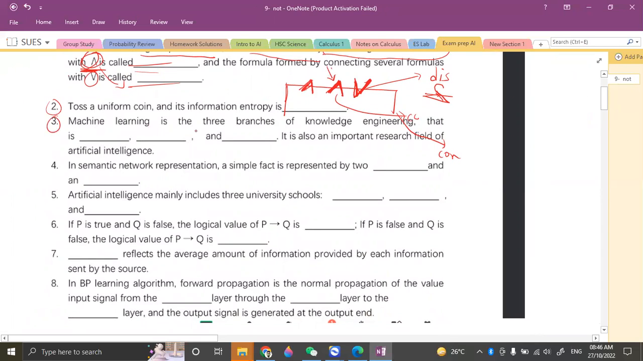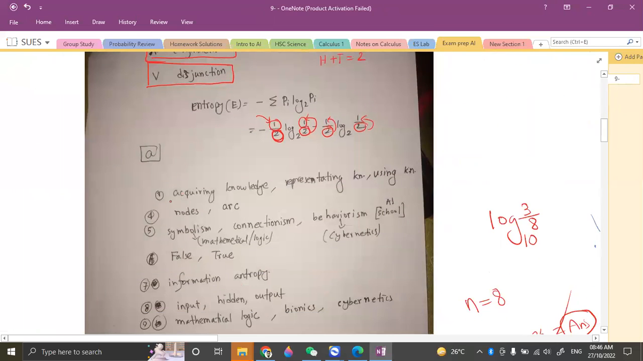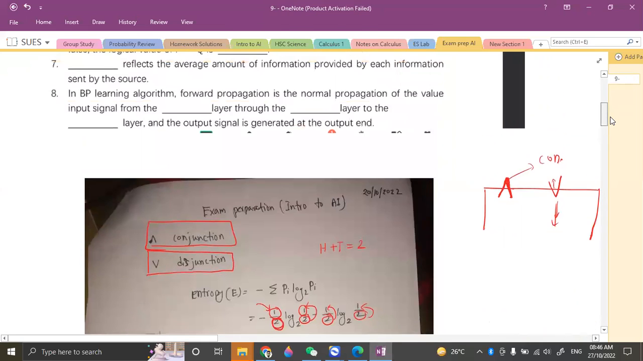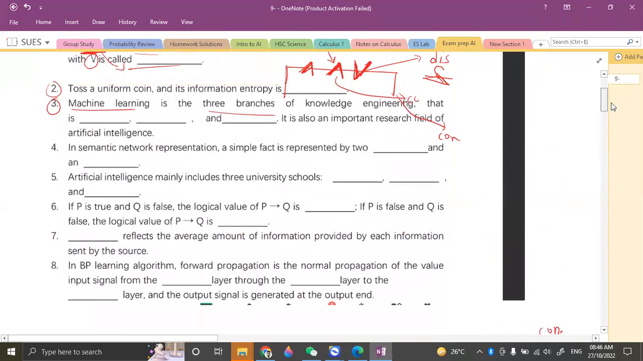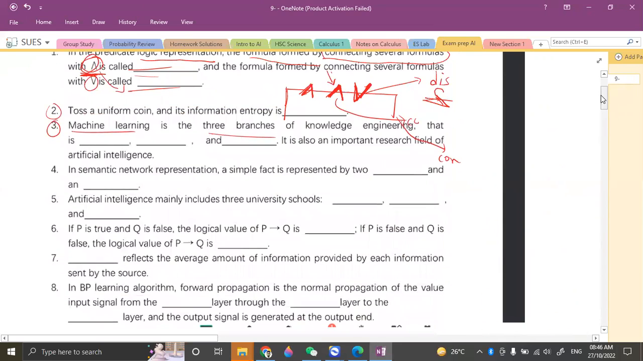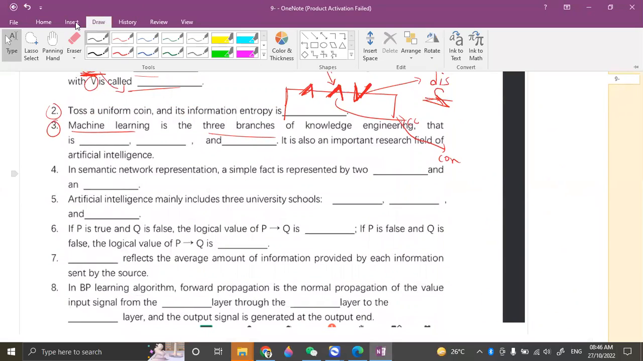Next. Machine learning is the three branches of knowledge engineering, that is dash, dash, and dash. It is also an important research field of artificial intelligence. So they are acquiring knowledge, representing knowledge, and using knowledge. These are the three branches: acquiring knowledge, representing knowledge, and using knowledge.